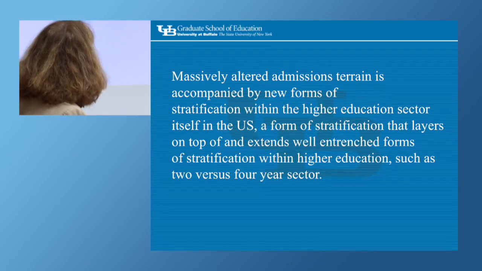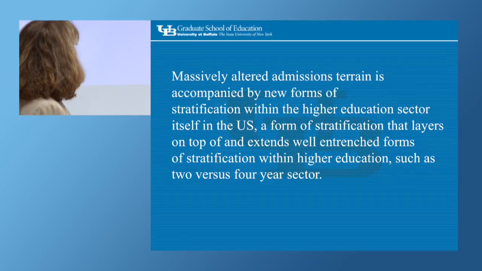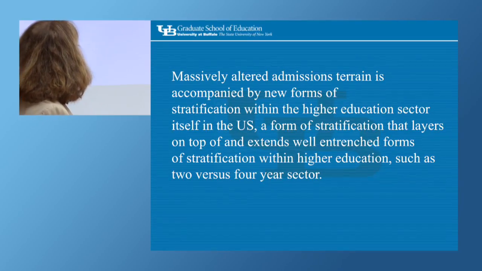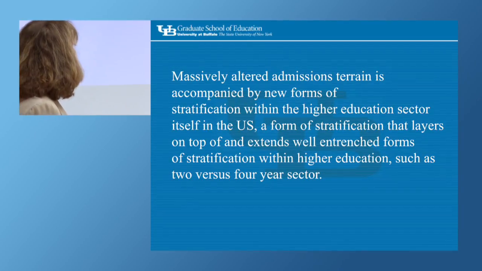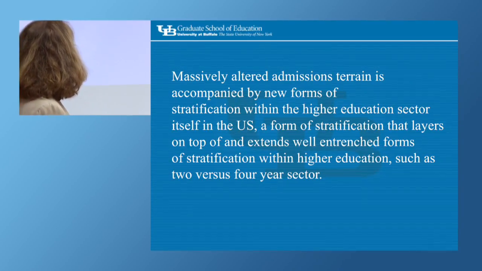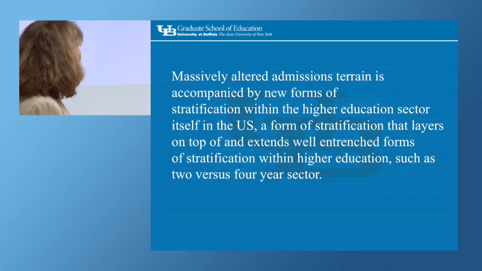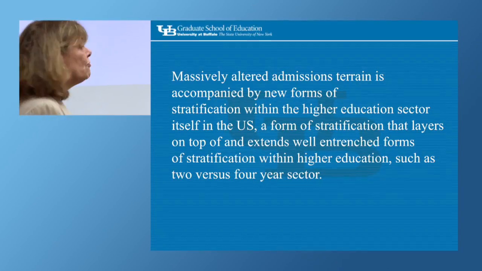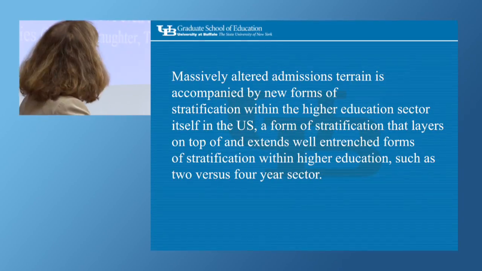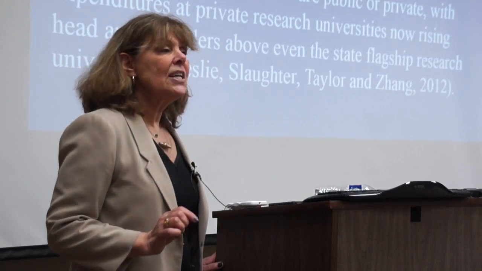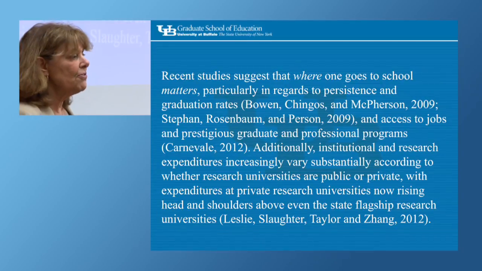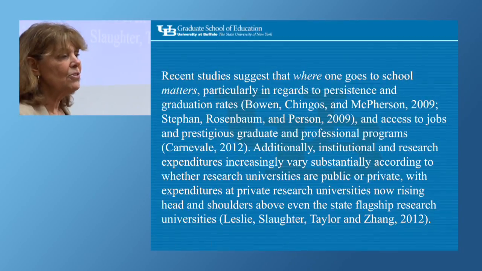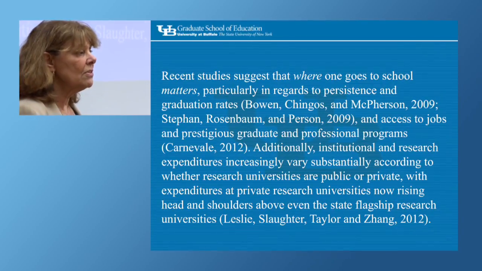Massively altered admissions terrain has also been accompanied by new forms of stratification within the higher education sector in the US, a form of stratification that layers on top of and extends well beyond entrenched forms of stratification within higher education, such as the 2 versus 4 year sector. I'm going to go quickly through this. Recent studies suggest that where you go to college makes a tremendous amount of difference and an increasing amount of difference in terms of what happens to you after you leave college.